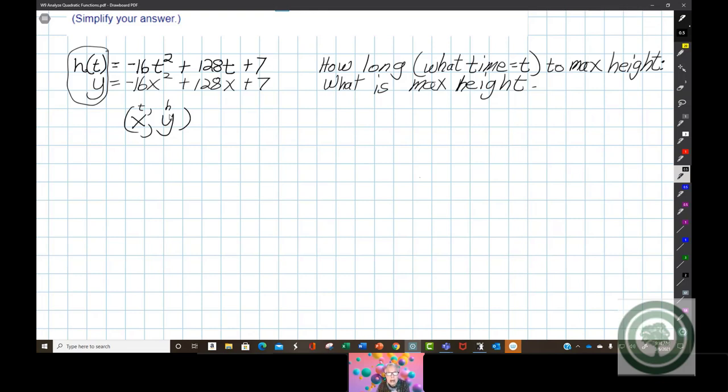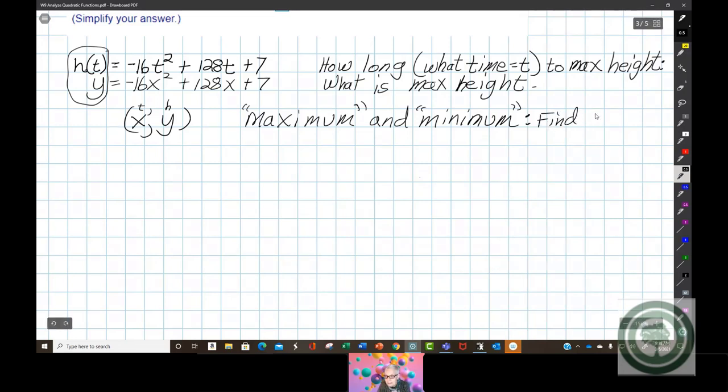But then there's that word maximum. The words maximum and minimum, I'm going to put those in parentheses because I'm talking about the words. What they mean is find the vertex. Find the vertex.